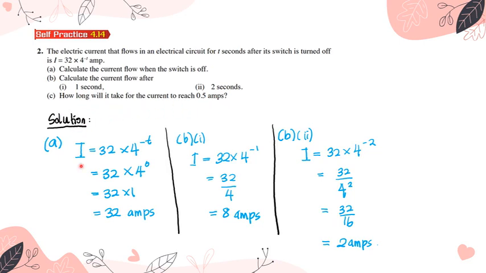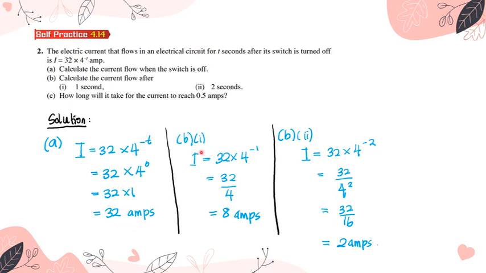So the solution for A, we write I is equal to 32 times 4 to the power of negative t, and we substitute t with 0 because when it says the switch is off, that means t at that time is equal to 0. So we substitute 0 here and we will get the current is equal to 32 amperes.